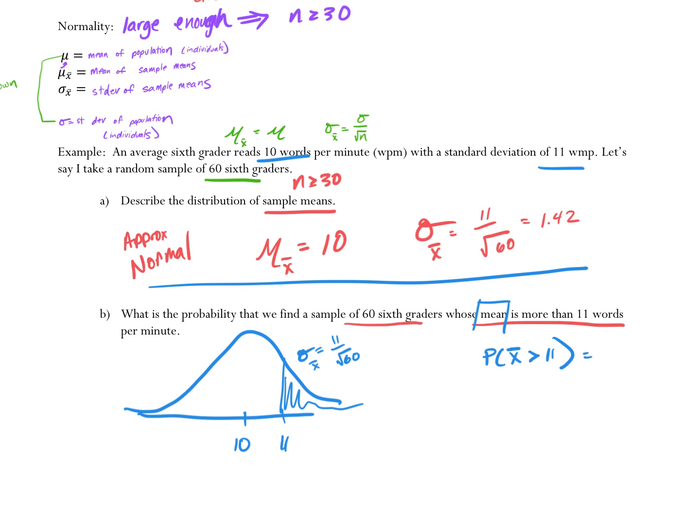What are we getting? 0.241. Everybody agree? What did you enter in? Your lower would be 11. Your upper would be a gajillion, just some really big number. Your mean would be 10. Your standard deviation would be 11 divided by the square root of 60. Or if you used 1.42, because we found that above, that would be fine.